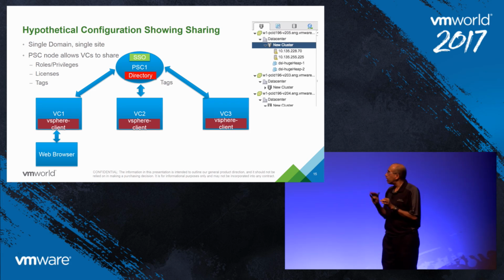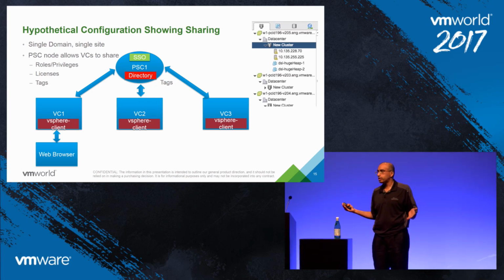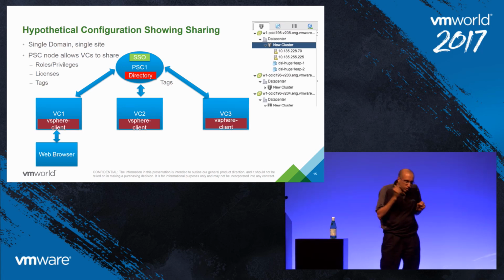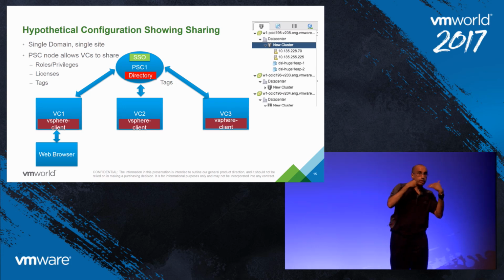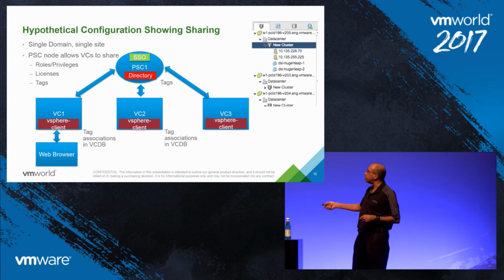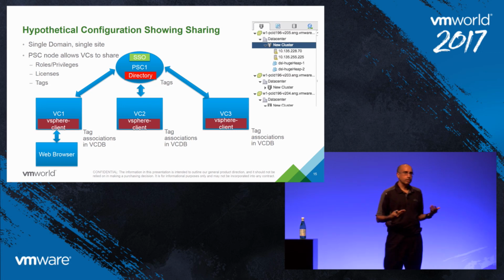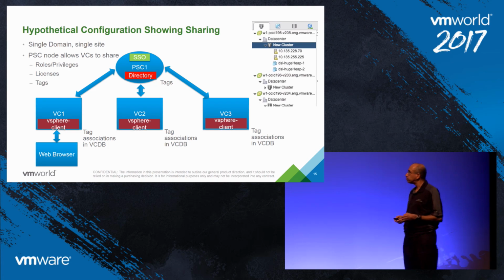Okay? Now, just to close the loop on this picture, remember that I said that tags are stored in that directory service. A tag basically says something like Windows VM or Linux VM or whatever. The actual association between that tag and its inventory item, like its VM or its host, is kept in the individual vCenters because an individual vCenter has the actual VM or has the actual host. And so whenever you're accessing tags, you're doing a delicate dance between vCenter and this PSC.